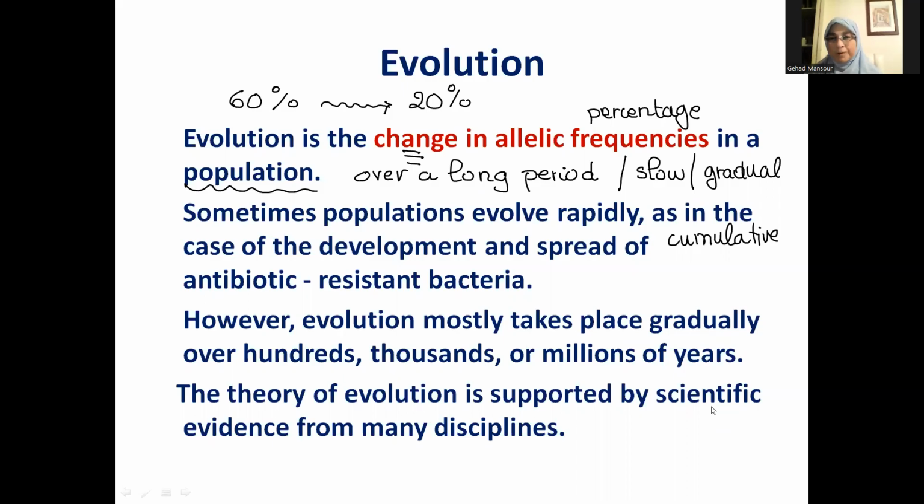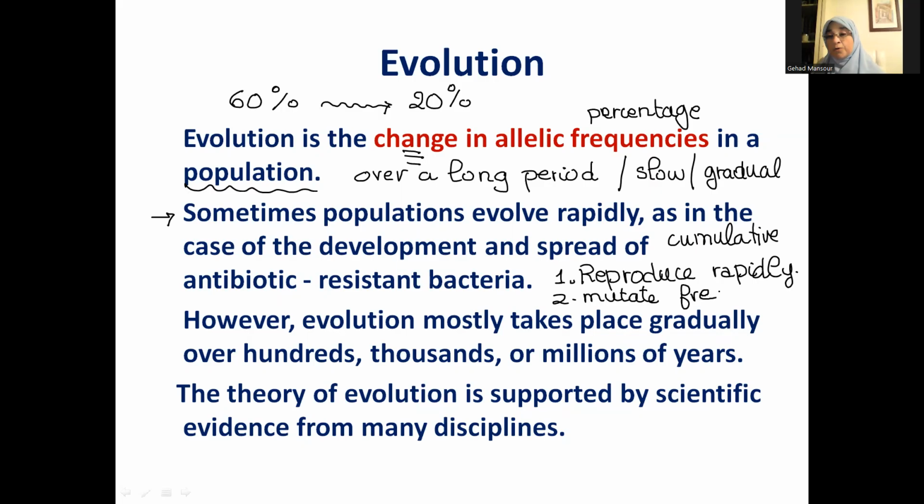Okay. Now, as we said, evolution usually occurs very slowly, but this also depends upon the rate of reproduction of a certain species and the rate of occurrence of mutations in that species. For example, certain populations might unexpectedly evolve very rapidly, and this occurs when they reproduce rapidly and they mutate rapidly. So if they reproduce rapidly, meaning that their life cycle is short, and if they mutate frequently, because mutation is the raw material of the change that occurs in the population, like, for example, in bacteria.